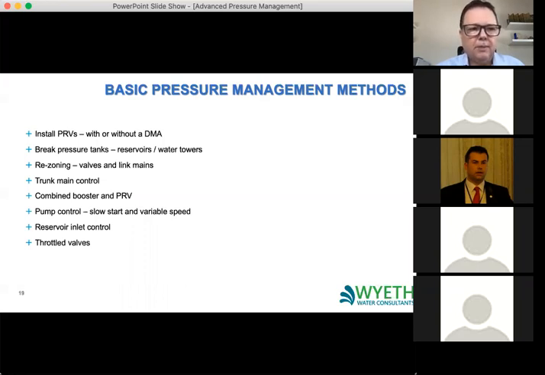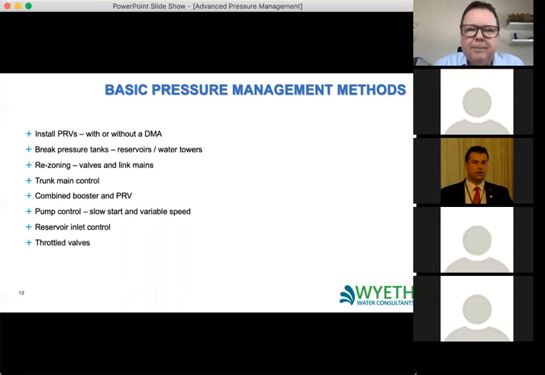Pump control. I think generally this is done now. I mean, most new pumps that go into the systems have got variable speed drives. There's very few fixed speed pumps that are out there anymore. Fixed speed pumps were the biggest problem in terms of creating transients in the network, especially when the pumps stopped. But most people now have got variable speed drives.